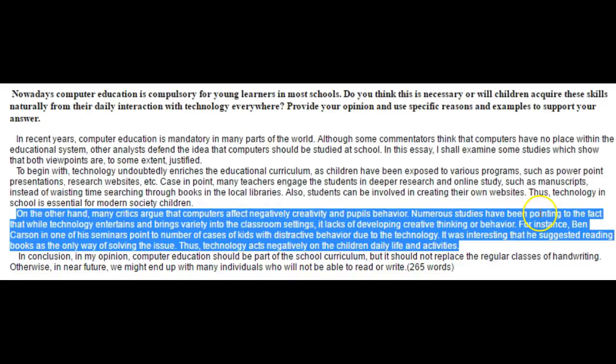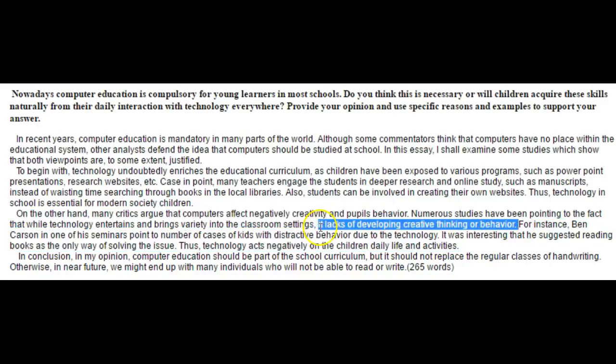Numerous studies have pointed to the fact that while technology entertains and brings variety into the classroom setting, So this bit here, the goal of a school is not to develop creative thinking or behaviour. The goal of a school is to educate, to inform, to train, to prepare for life. Some classes have the goal of developing creative thinking and behaviour, but only some. And it's the same as well, that only some classes will feature computers. Most actually will not. So I would switch this paragraph to a slightly different idea.